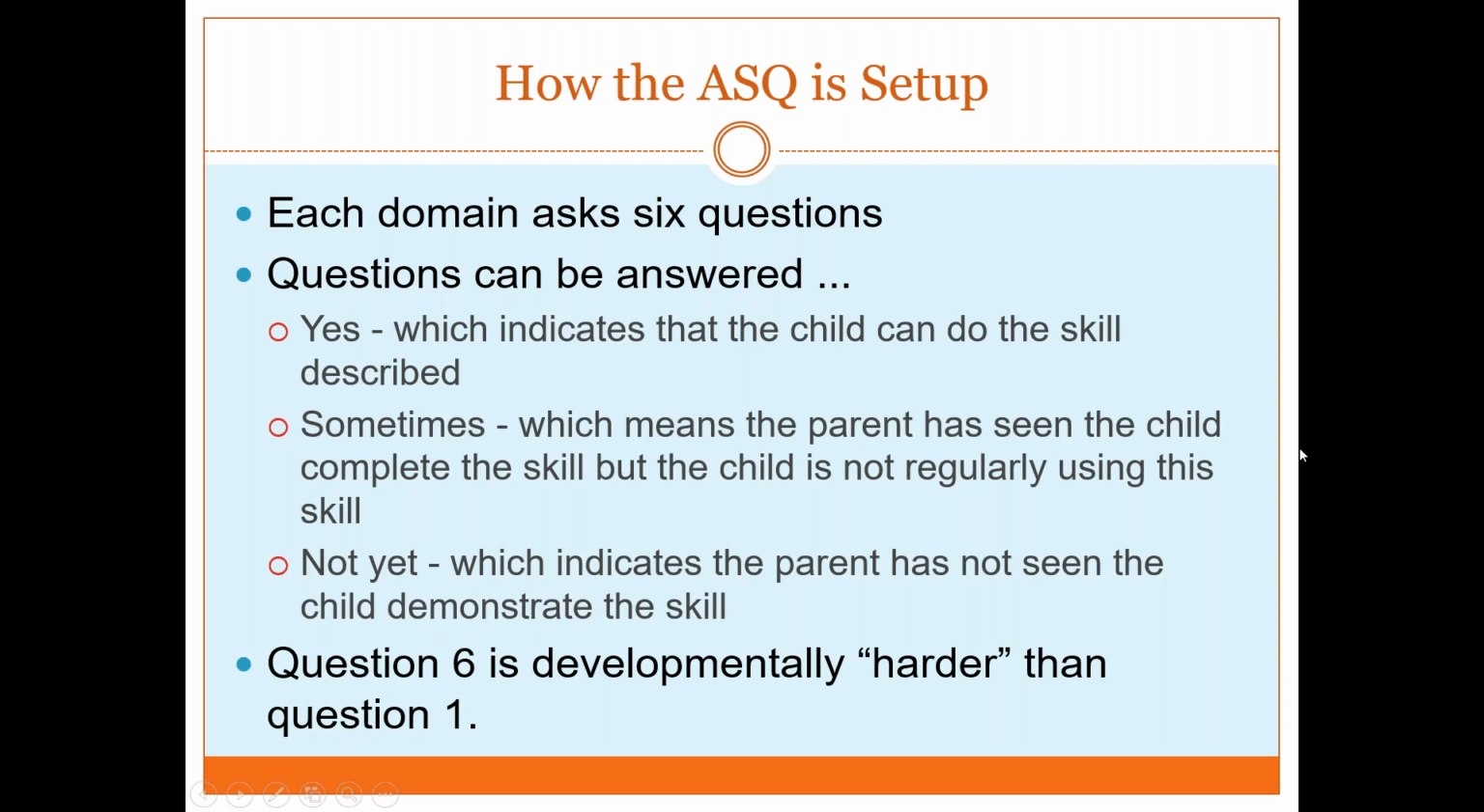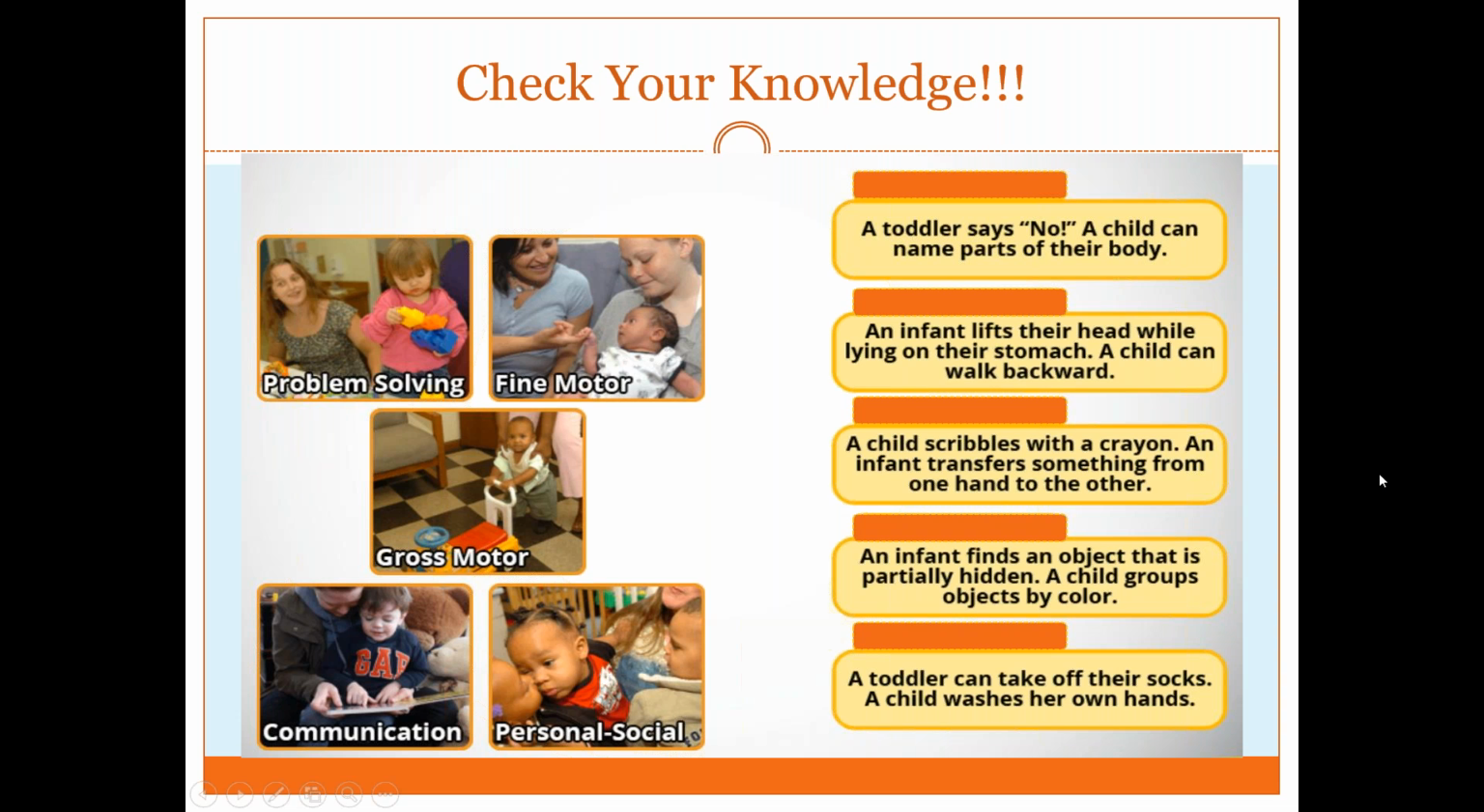So let's go ahead and have a little quiz. Let's check your knowledge. We are trying to figure out which domain matches with the description given on the right side of the screen. So we have, of course, problem solving, fine motor, gross motor, communication, and personal social as the 5 domains. For example, a toddler says no. A child can name parts of the body. What would that be an example of?